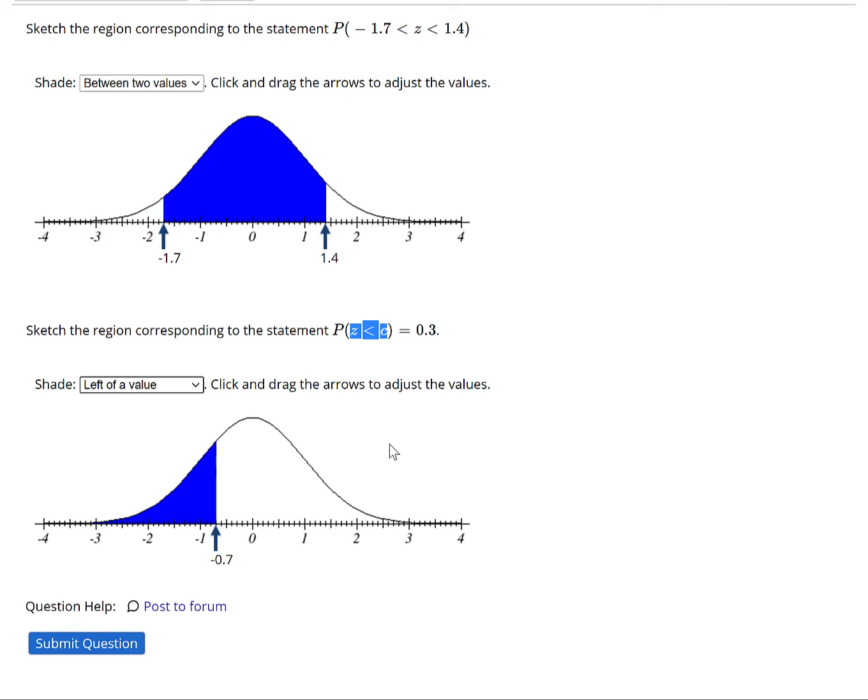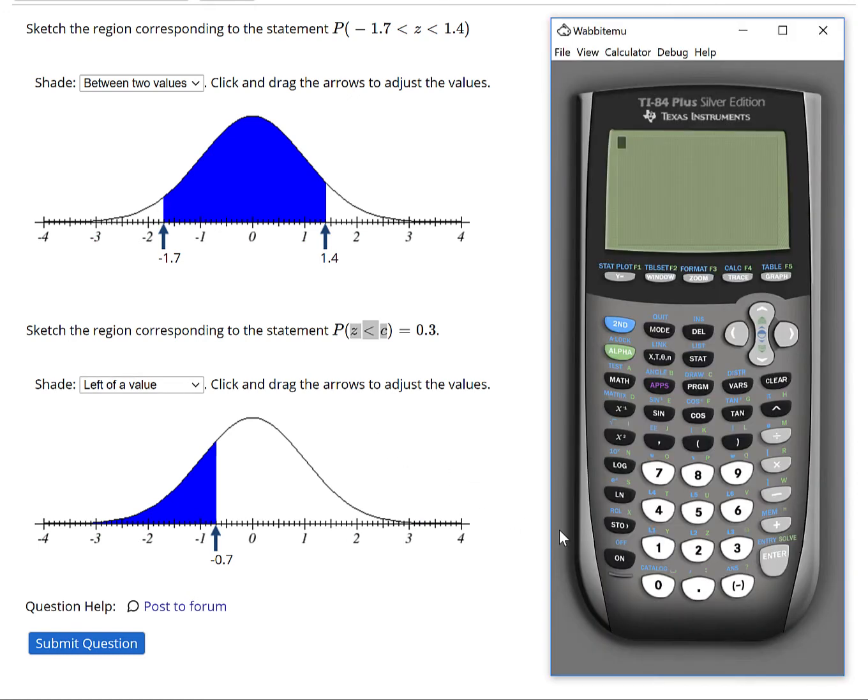So what I need to do then is to pull up my calculator, and I'm going to go to the inverse norm function. So if I hit second and vars, that brings up the distribution menu, and I can come down to invNorm. That's the third option for me. And it can take up to 3 inputs, but if you're looking for a z-score, you don't have to give the last two, which are a mean and standard deviation. They default to 0 and 1 for a standard normal distribution.